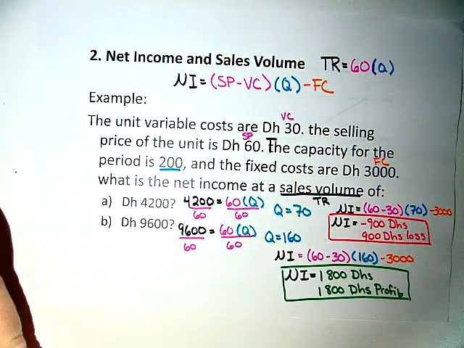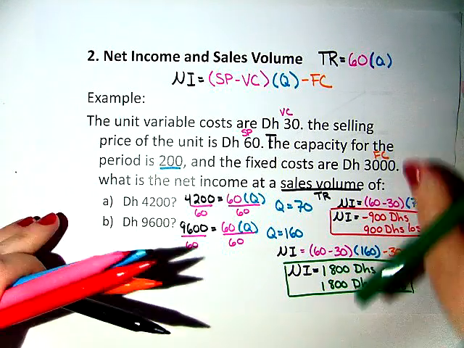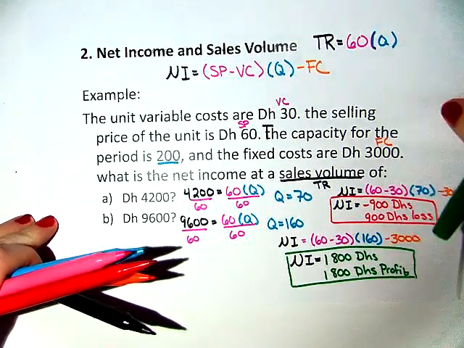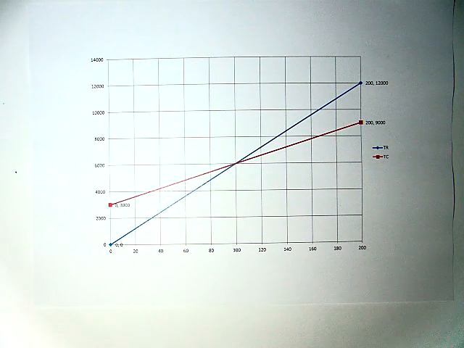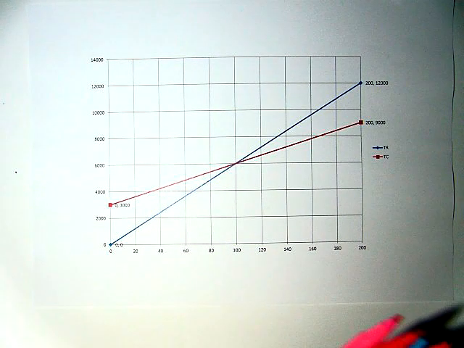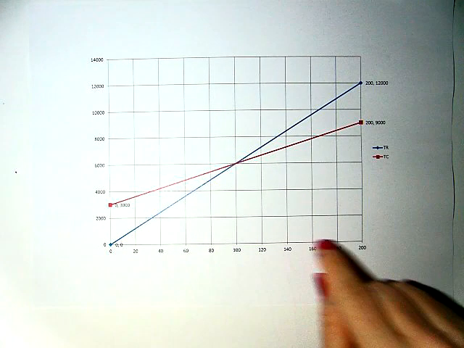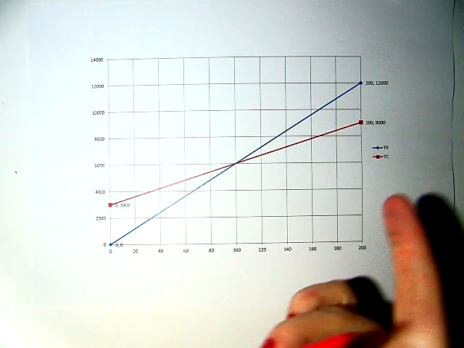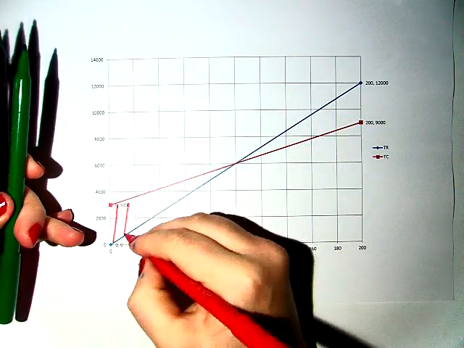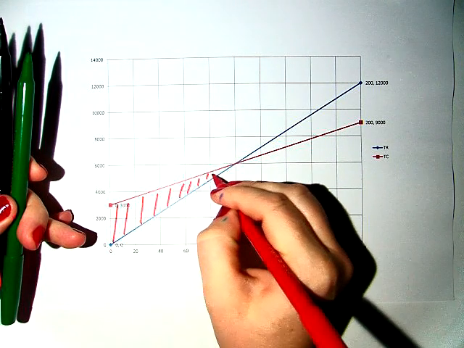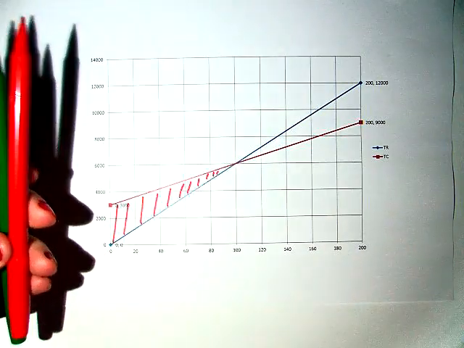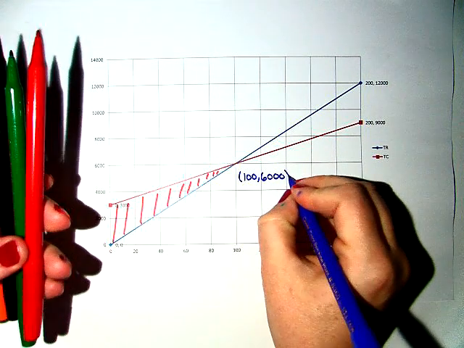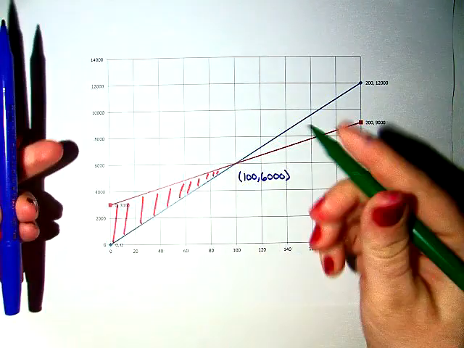So now if we look at this as a graph, we see the graph here. Now this is just like the graph before, but now instead of looking at the quantity, we are going to be looking at the dirham amount. So anything before the break-even point is loss. Then you have the break-even point of 160, $6,000. And anything past that point is profit.